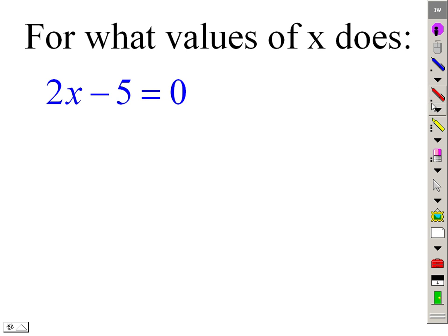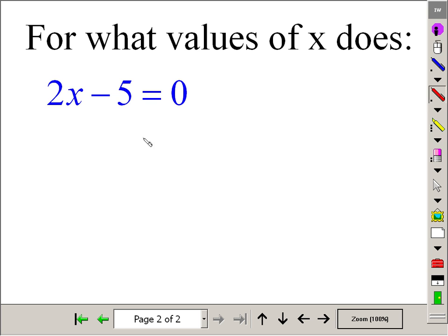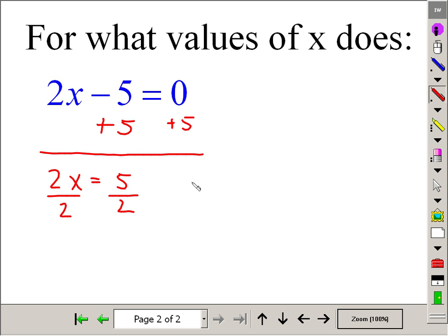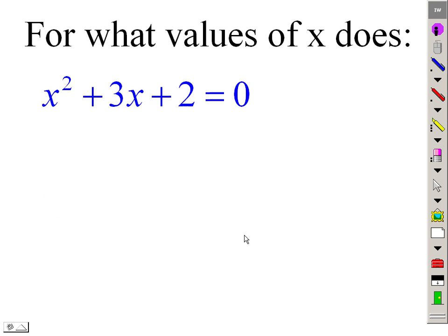Let's take a look at something like this first of all. For what values of x does 2x minus 5 equal 0? Well, for this one here, I can add 5. I get 2x equals 5. Divide both sides by 2. X equals 5/2. It's no big deal. Easy peasy lemon squeezy.